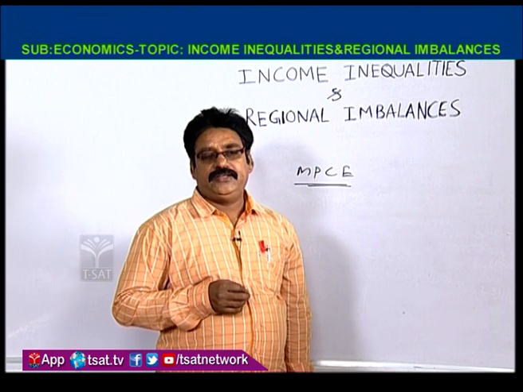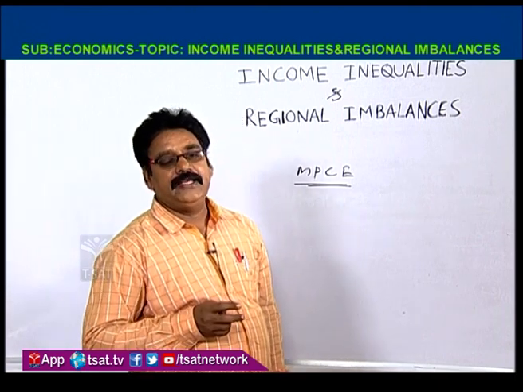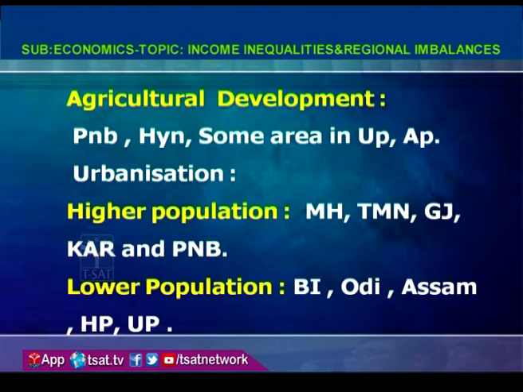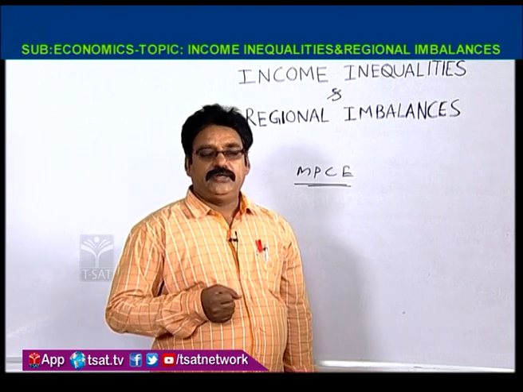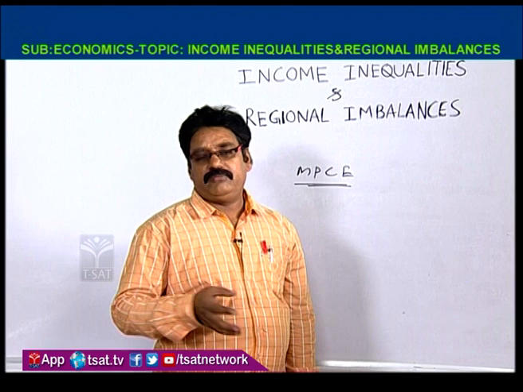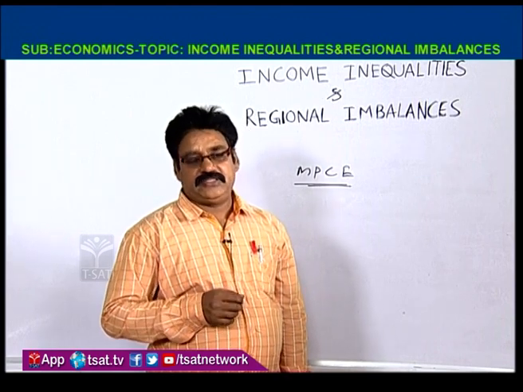Agriculture development: in Punjab, Haryana, and some areas in UP and AP, we can observe agricultural development. Punjab and Haryana have fertile land with sufficient irrigation facilities. Those 2 things lead to agricultural development in those states. In some areas of AP and UP also, we observe more favorable agricultural conditions, so those areas are developed in these states also.